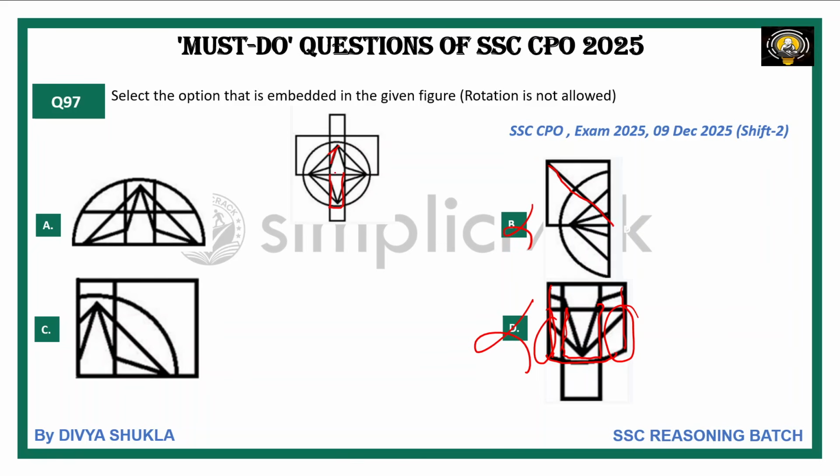Okay, and then you are having this type of line. You are having this type of line, and then this type of line. So both of these are given. Okay. Acha, let's see option A once.